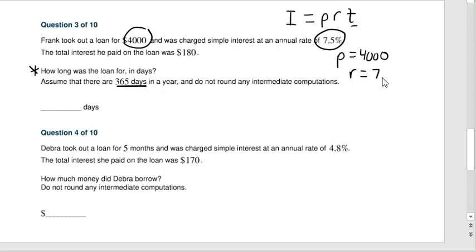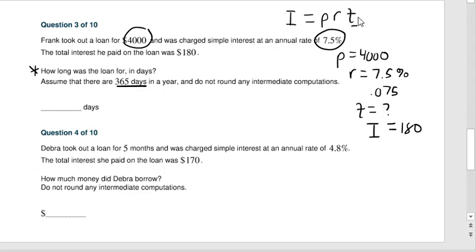And then remember, in order to use this in the formula, we need to get rid of the percent sign by dividing by 100. So this becomes 0.075. We do not know the time. That's what we're going to be figuring out. And we know that the interest that he paid on the loan was $180.